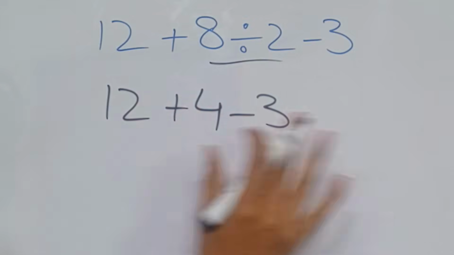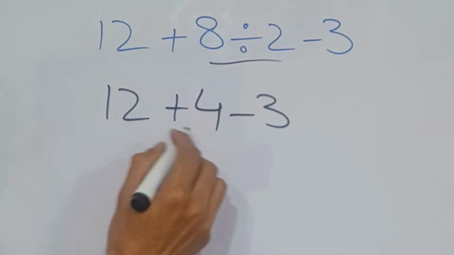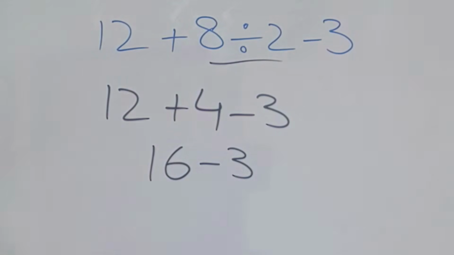Now addition and subtraction from left to right. 12 plus 4 equals 16 minus 3. And 16 minus 3 equals 13.